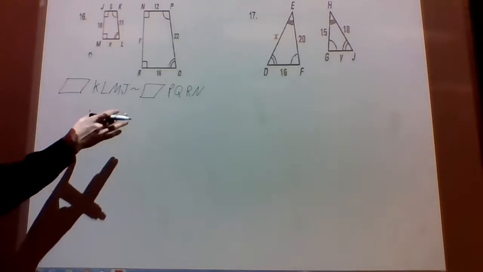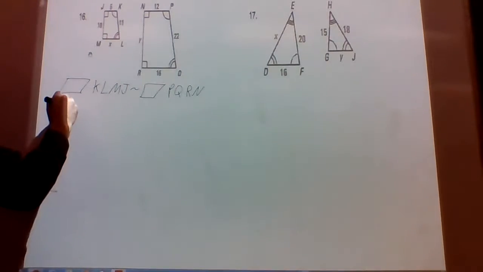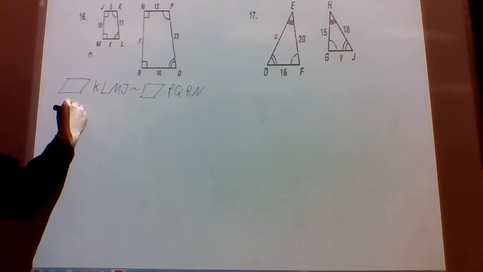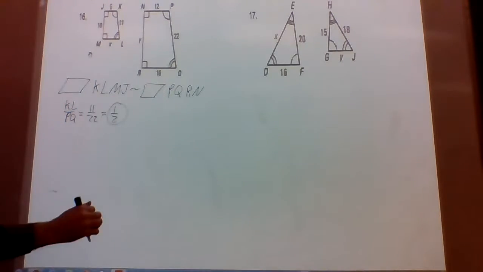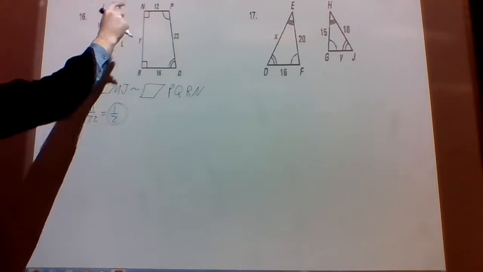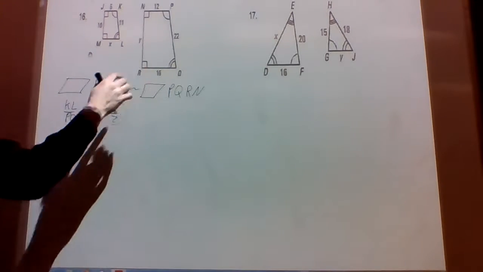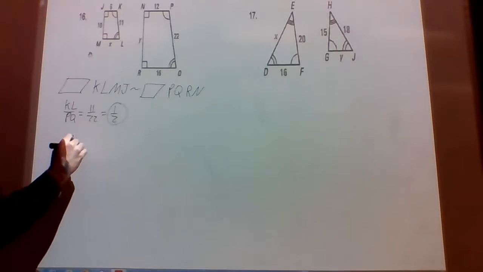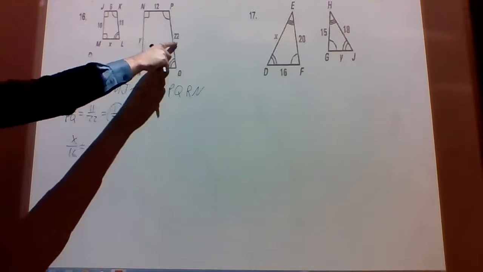Scaling factor, so we just got to pick one that's going to work. So how about KL over PQ? That's going to be 11 over 22, which is 1/2. Okay, 6 over 12 is 1/2. Let's find our ratios now. So let's solve for x. So x over 16 is going to then equal 11 over 22.